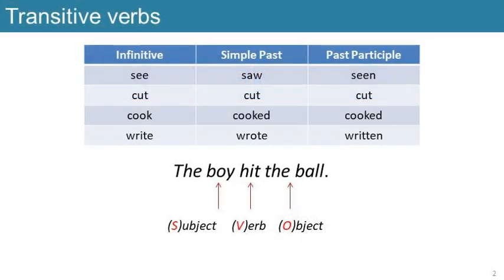Okay, let's start with this verb table from the first lesson. Grammar experts will note that the verbs are all transitive. This means that they can all take a direct object and can form the very common English clause pattern of subject-verb-object, SVO. For example, the boy hit the ball.